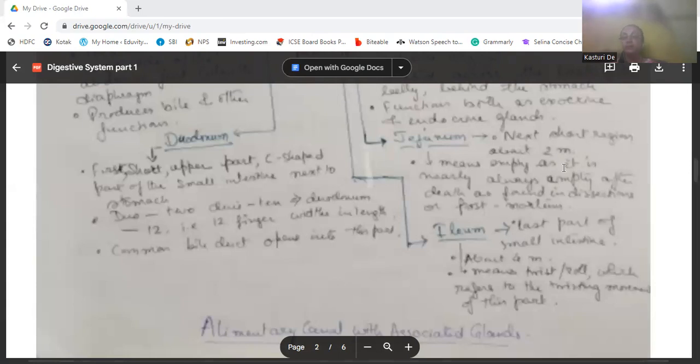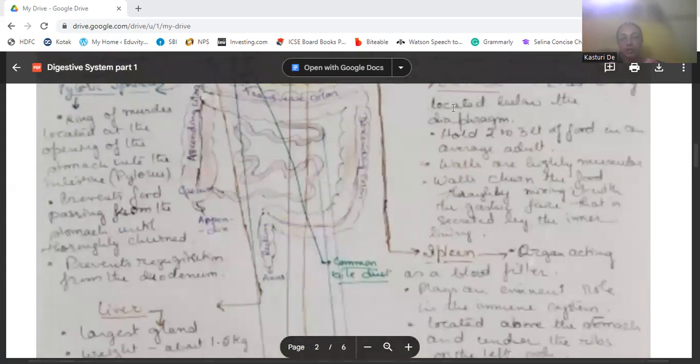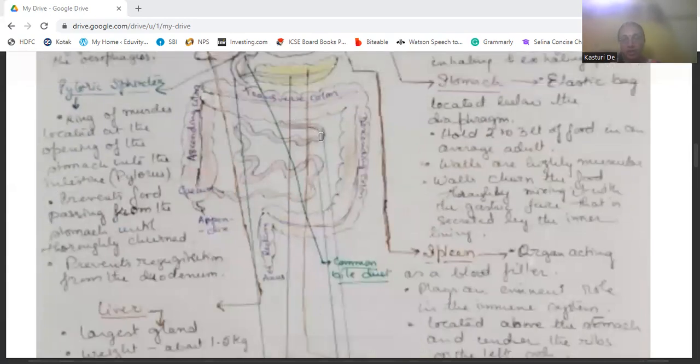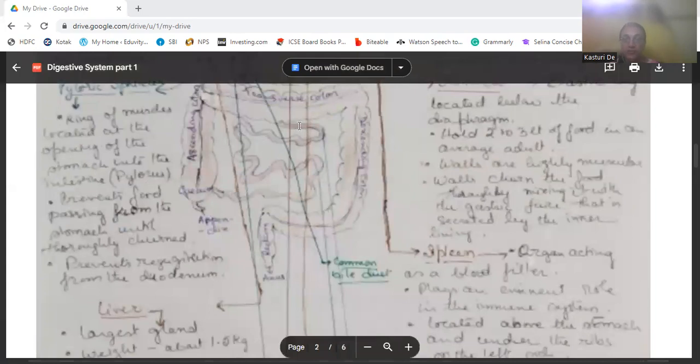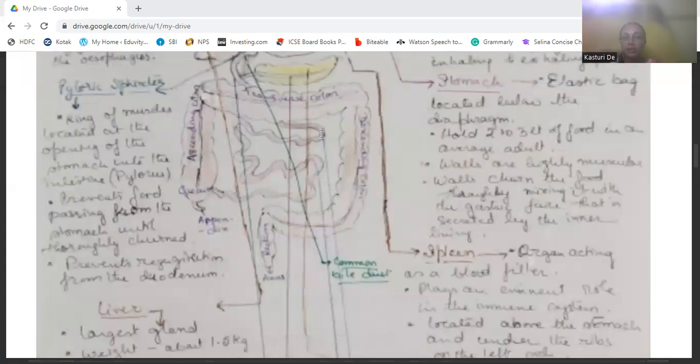Then comes the ileum, the last part of the small intestine, which is about 4 meters long. It means twist or roll, which refers to the twisting movement of this part. From the picture, you can see the jejunum, the J portion, coming from behind the transverse colon. It twists and comes out as a narrow pipe, that is the ileum, which continues and joins at the cecum.